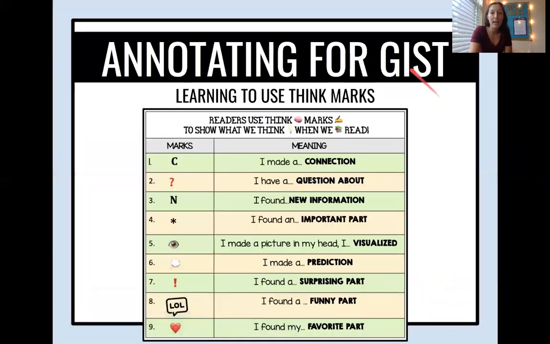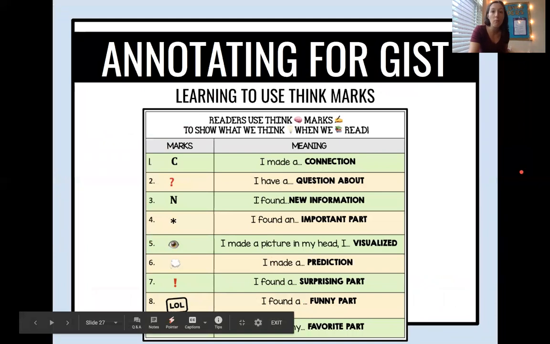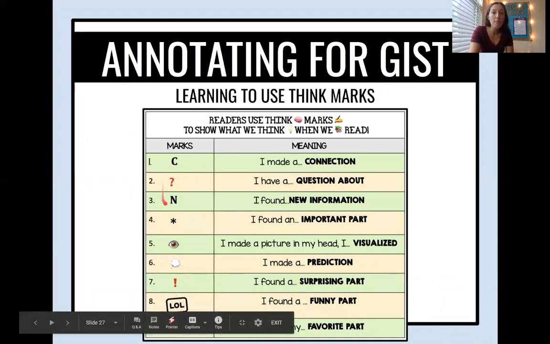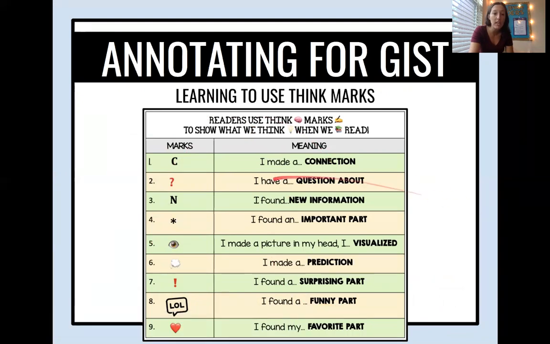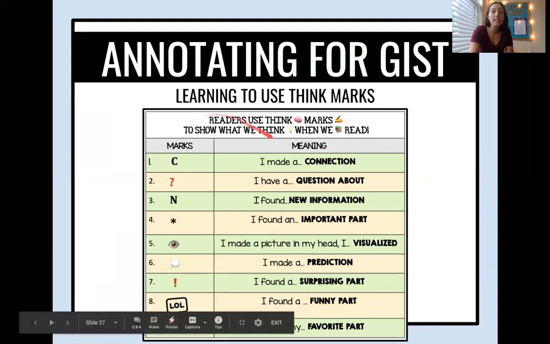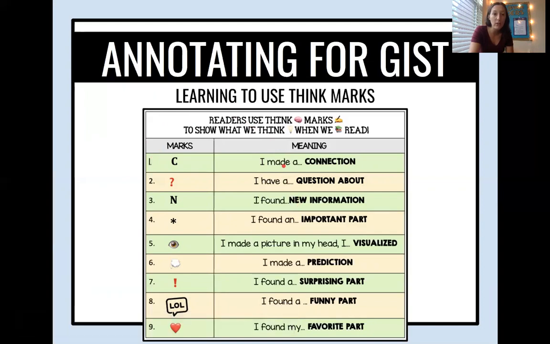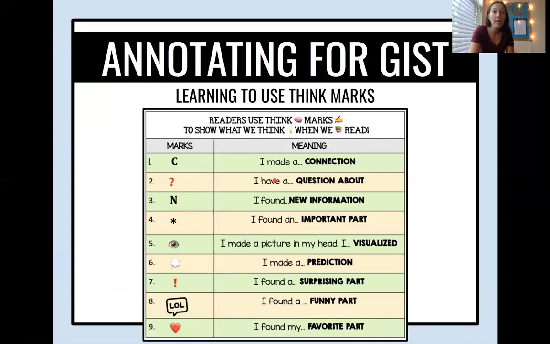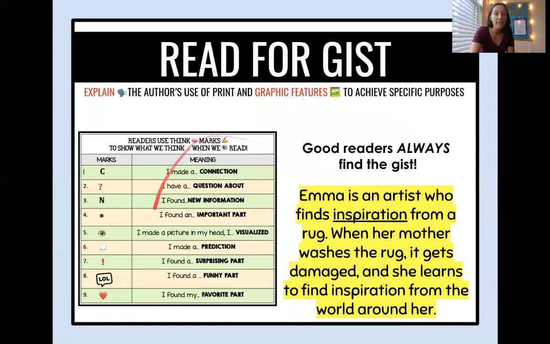We have practiced annotating for GIST, and we know that when we are in third grade, we are going to use think marks to annotate. All of these different marks right here mean something over here. So when you get a chance to read, you will be using these think marks to tell us why the information that you annotated is important. Since these think marks have different meanings, they help us know what or why we're annotating. After we annotate and use those think marks, we're able to find the gist, or what the story is mostly about.